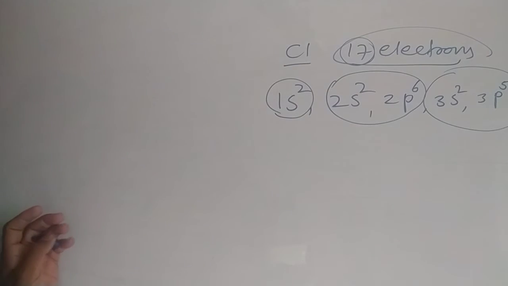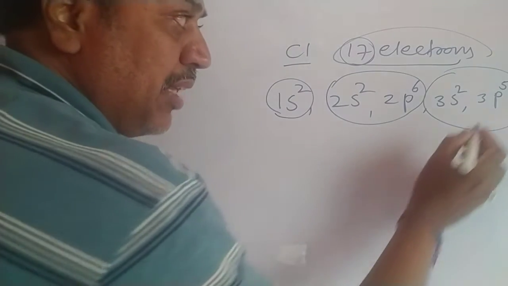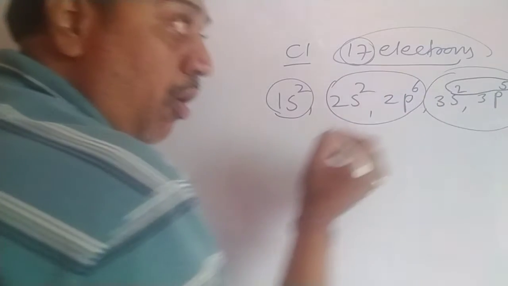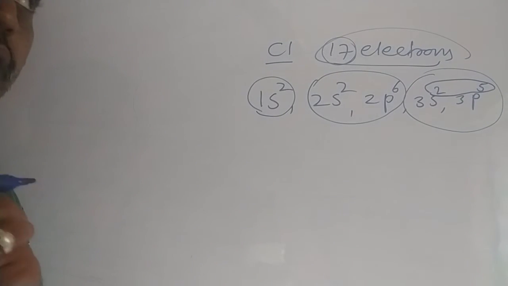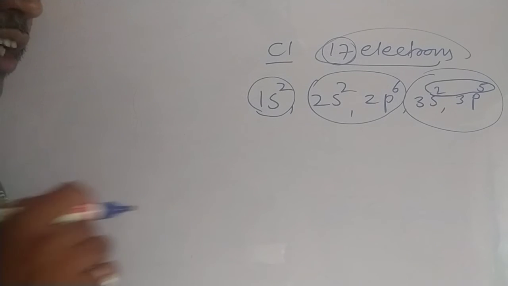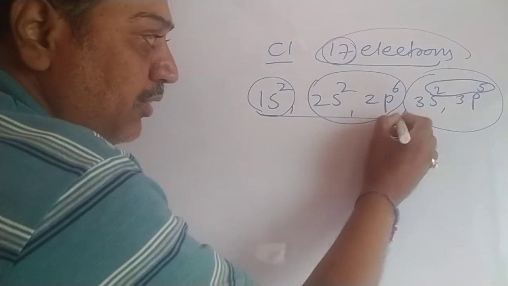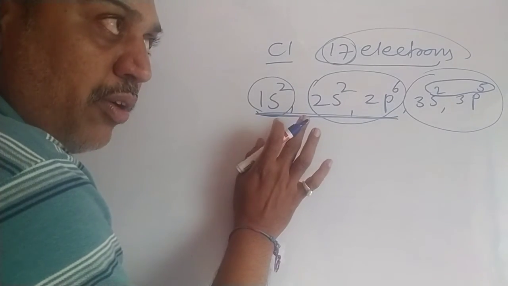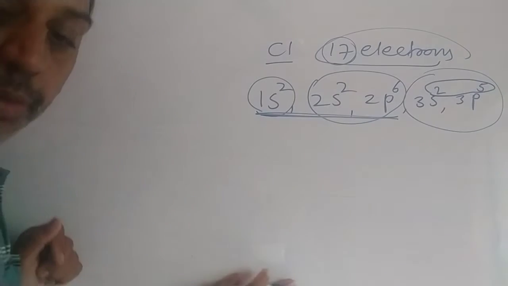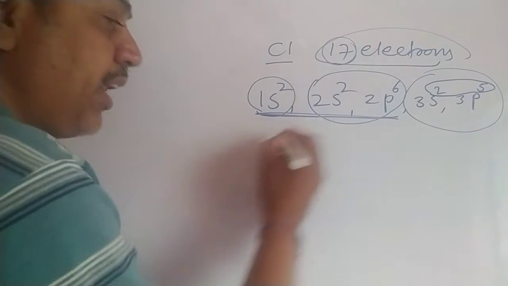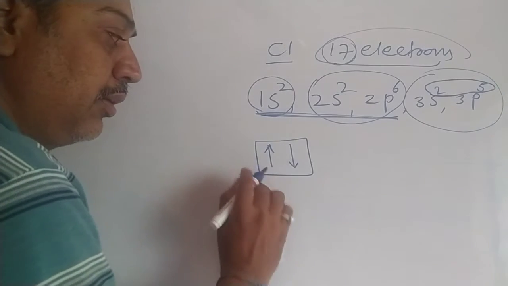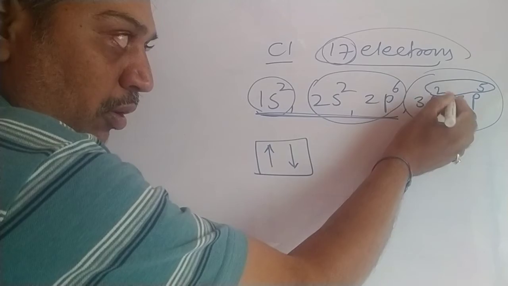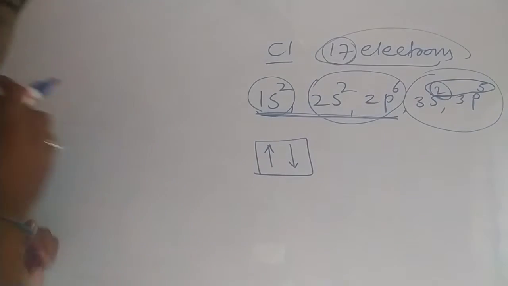So the third orbit is incomplete, and the number of electrons here is odd: 5 plus 2 is 7, and 7 is an odd number. Whenever there is an odd number of electrons in the last orbit, that material has a resultant magnetic dipole moment. So just consider this third orbit only. The first and second orbits are filled, so we are not going to concentrate on them. Concentrate on the last orbit of the atom. For 3s2 I will write the spin: one electron up and one electron down, so two electrons are over.